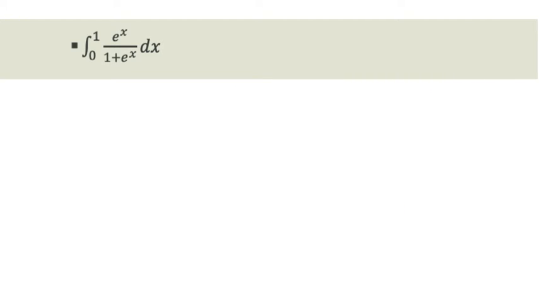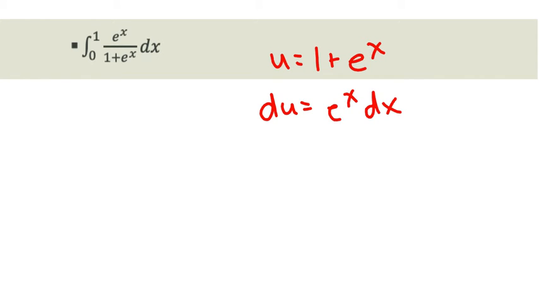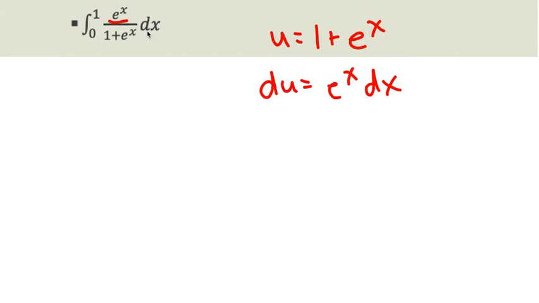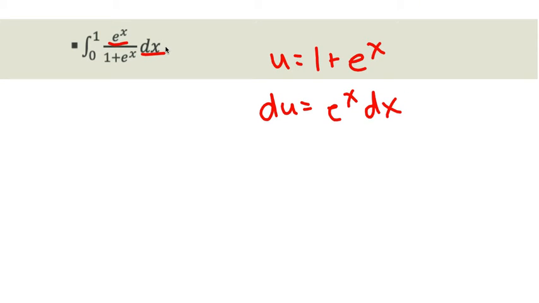Next. All right, so what do we do here? Do we recognize something that has its derivative? Well, I know the derivative of e to the x is e to the x. So if there is something more complicated that will give us that, we want to do it that way. Do you see that if I set u equal to this, then the derivative of 1 is 0, the derivative of e to the x is e to the x dx, and I have e to the x dx right here. So this is the same thing as the integral from 0 to 1 of 1 over u du.